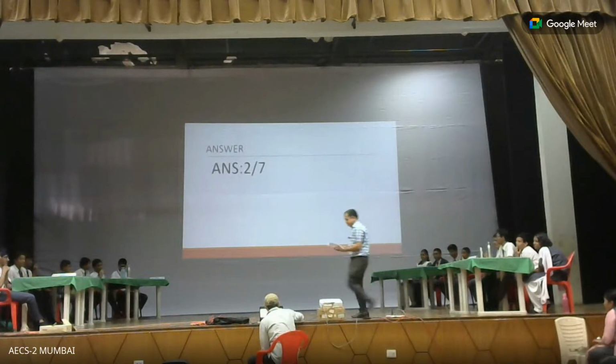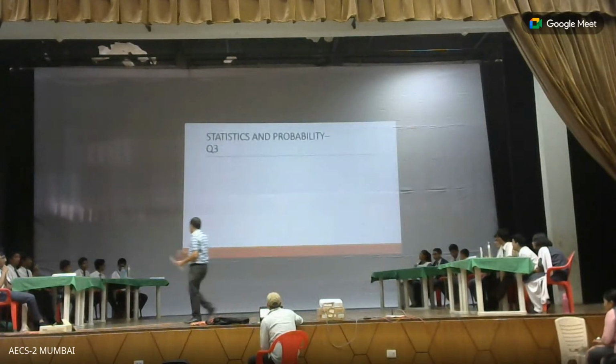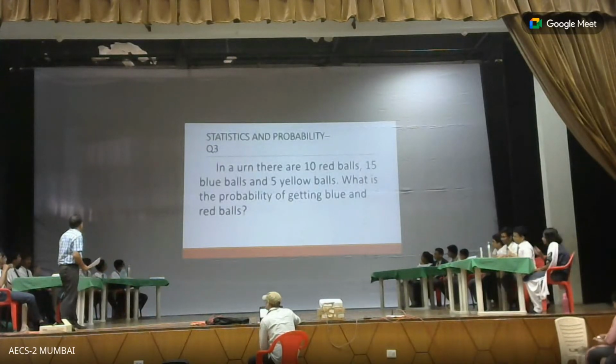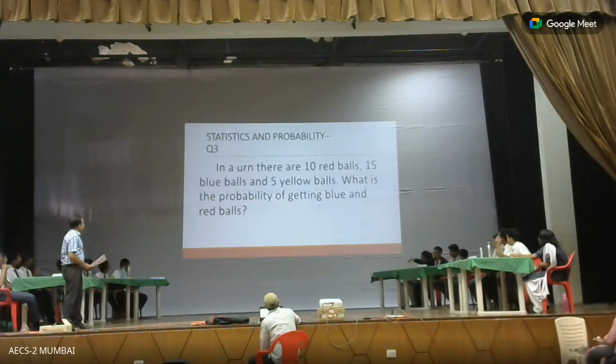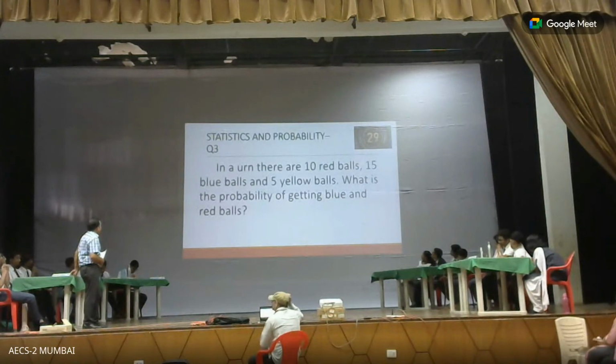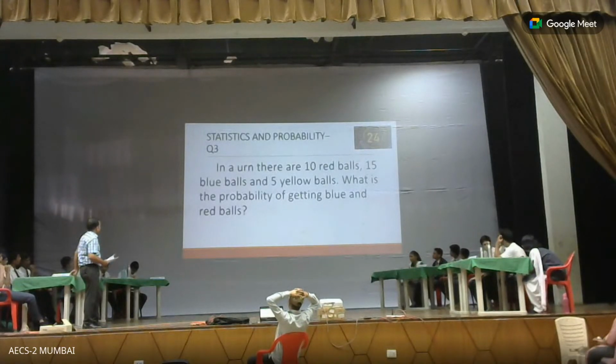We can find the probability. The next question, please, and that goes to Team Ramanujam. Yes. Ramanujam, it is for you. In an urn, there are 10 red balls, 15 blue balls, and 5 yellow balls. What is the probability of getting blue and red balls? Blue and red balls. 5/6. 5/6. 1 minute.